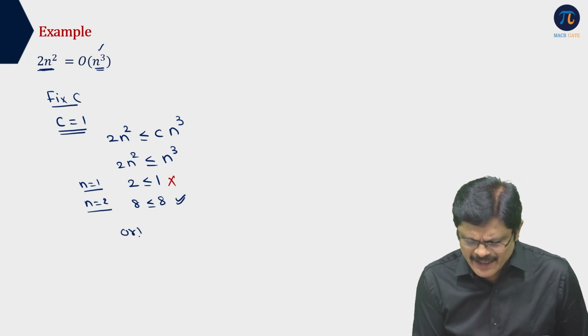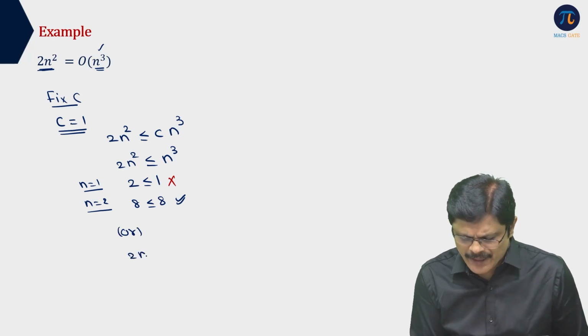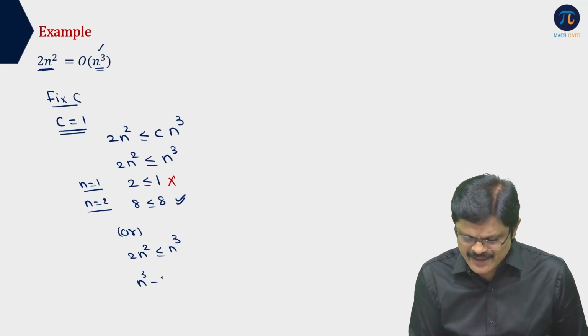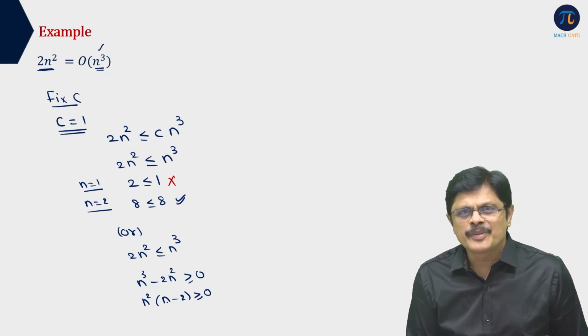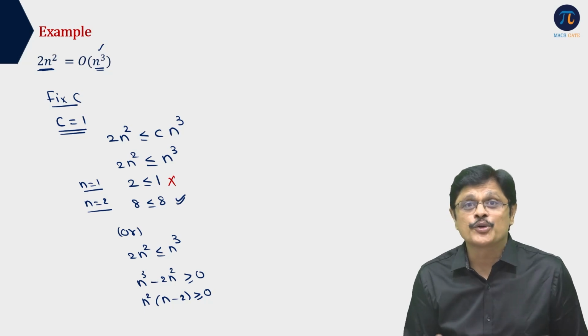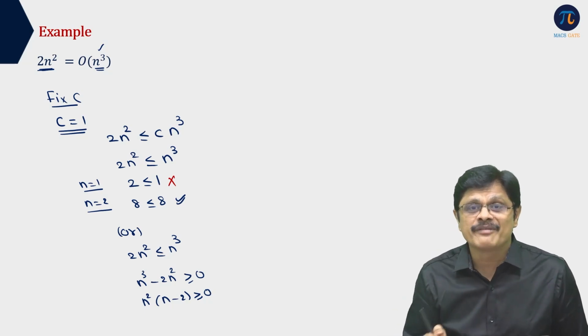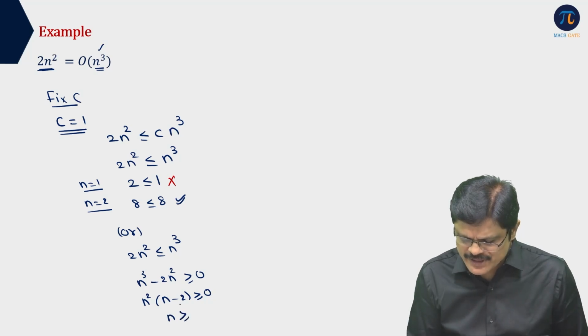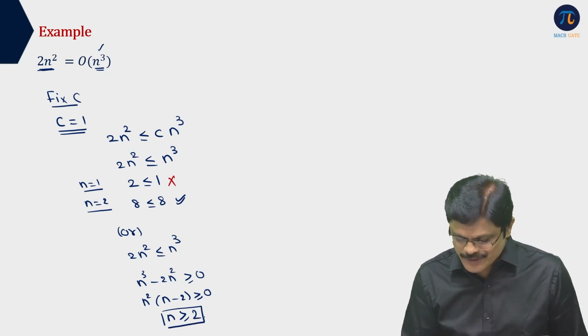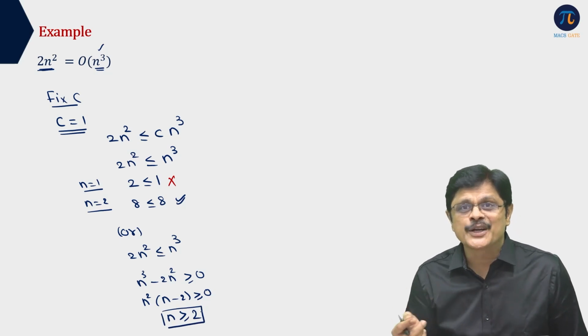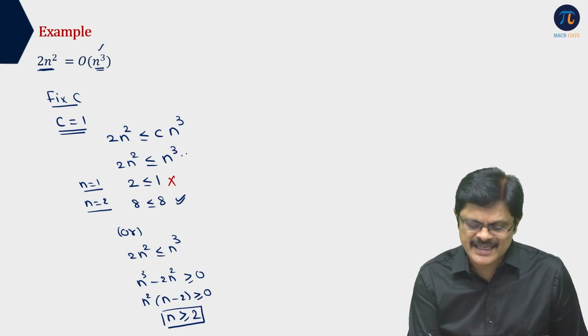Or mathematically also you can verify this, sir. You want 2n square should be less than or equal to n cube. That means n cube minus 2n square should be greater than or equal to 0. Taking n square common, n minus 2 should be greater than or equal to 0. So either n square is greater than or equal to 0, or n minus 2 is greater than or equal to 0. But I want the one which satisfies both. So that is n greater than or equal to 2. After 2, you substitute any value, this condition is satisfied.